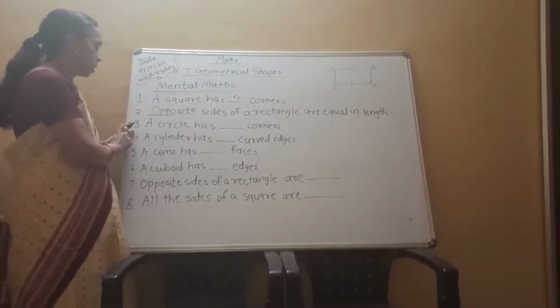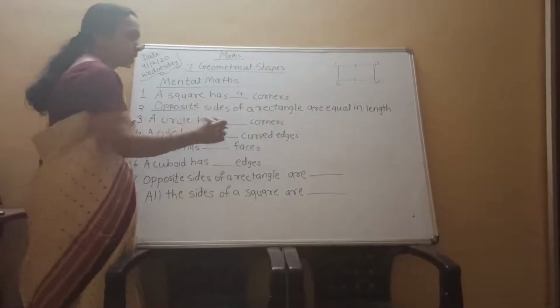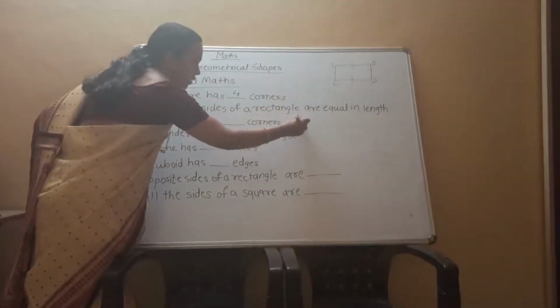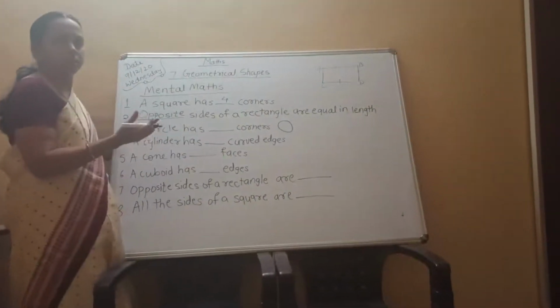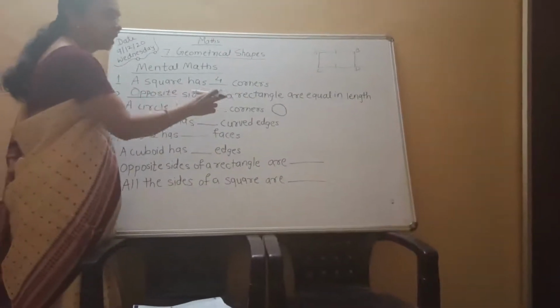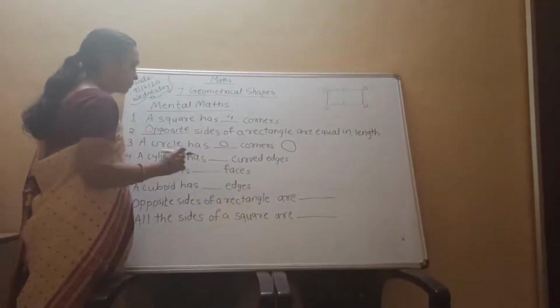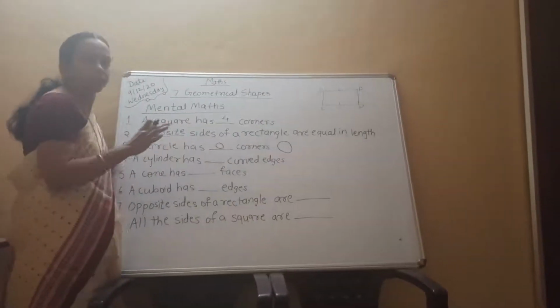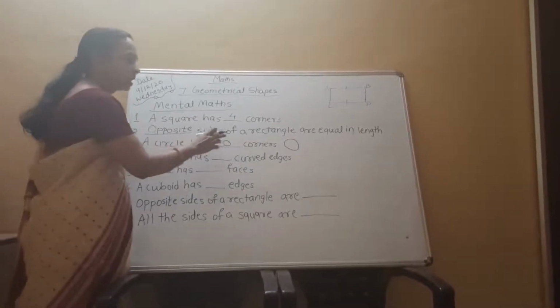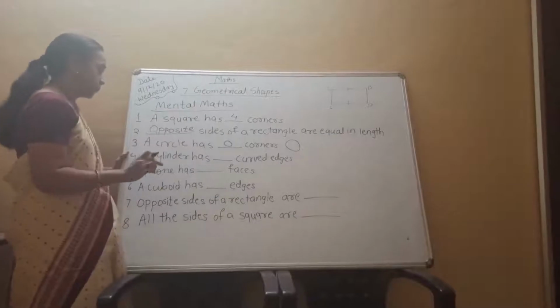Okay. So third example is a circle has dash corner. Circle, you know very well how we draw a circle, like this. So a circle has dash corner. Is any corner there? No. So what is our answer? 0. A circle has 0 corner. Not a single corner is there. So you just write down here 0.